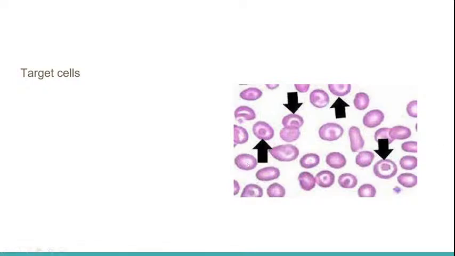So look at the samples carefully. The central pallor is not visible. The central pallor has a central dark shade there. So it looks like a target, a bullseye, obviously.